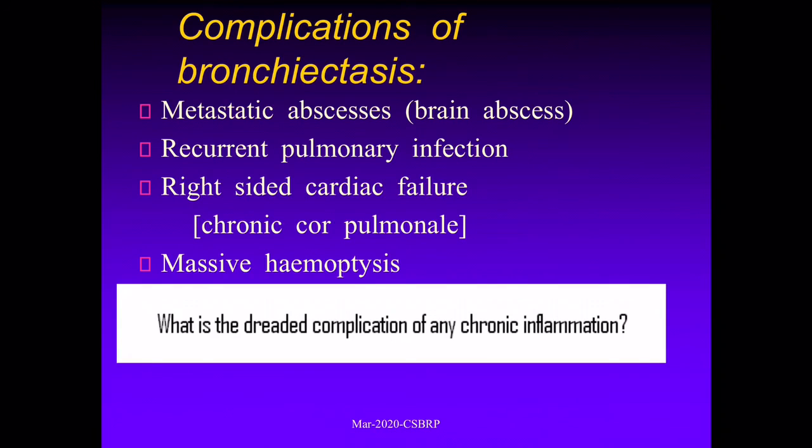The person may land in recurrent pulmonary infections, and because of recurrent pulmonary infection and fibrosis, the patient ultimately lands in pulmonary hypertension. This pulmonary hypertension reflects mainly on the right side of the heart in the form of failure. Right heart failure secondary to lung pathology is called cor pulmonale. Sometimes bronchiectatic patients may land in massive hemoptysis.